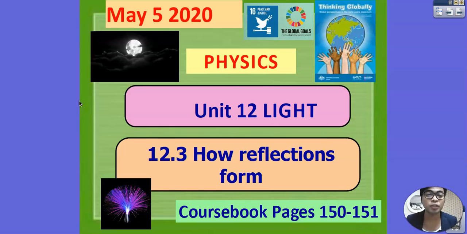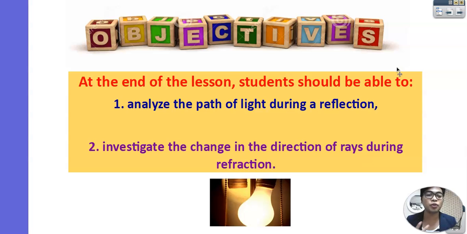So if you have your course book, you can open it to pages 150 to 151. We're going to take a look at these two following concepts. We're going to analyze the path of light during a reflection, and we're also going to investigate the change in the direction of rays during a refraction. We're going to take a look at what is happening to the light during number 1, reflection, and number 2, refraction.